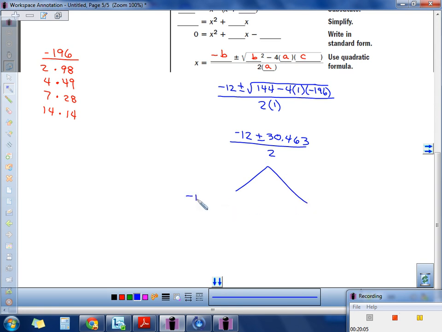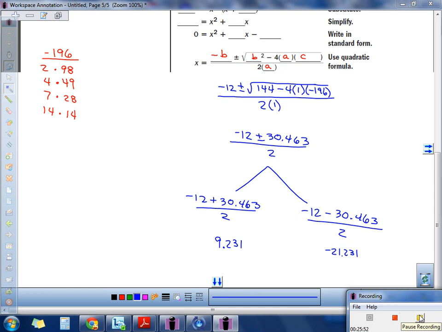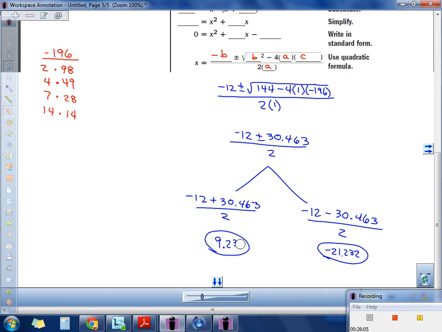We're going to try in our calculator, negative 12 plus 30.463, and then divide it by 2. And then we're going to do the minus, so negative 12 minus 30.463, all divided by 2. All right. Once you type these in, you should get these 2 values at the end, 9.231 and negative 21.231. Okay, one problem on rounding. This should be a 2 at the end. Be careful on rounding. 232.